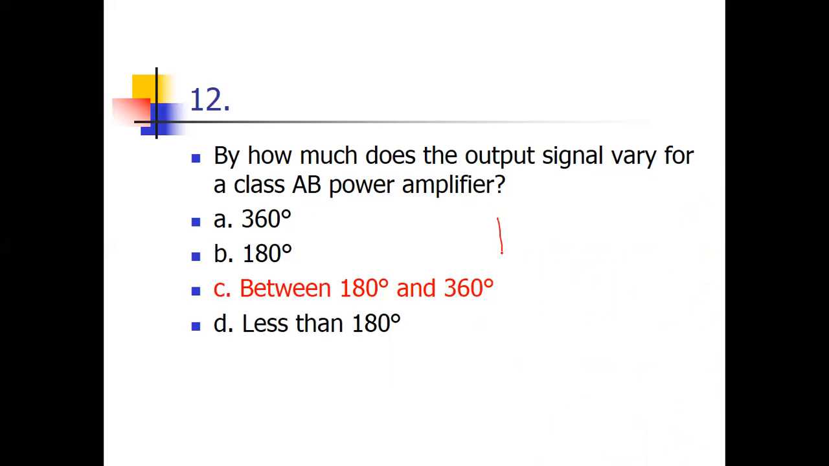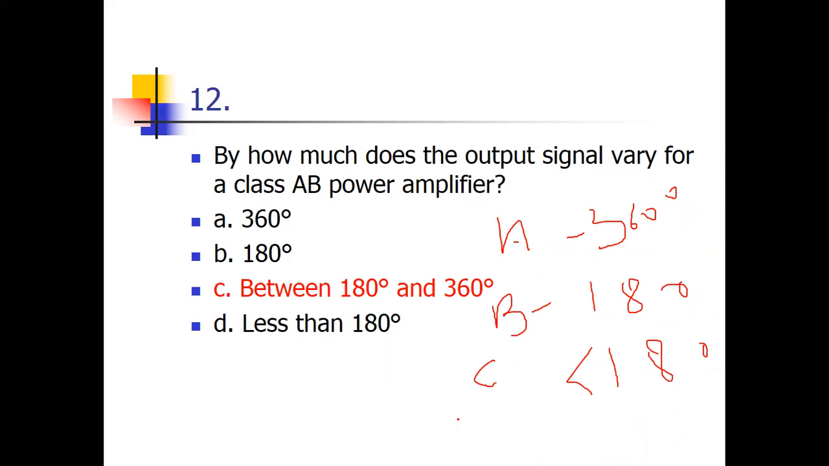Otherwise, you can learn that for class A it is 360 degree. For class B, it is 180 degree. For class C, less than 180. And for class AB, it is 180 to 360 degree conduction angle. Okay, so that is the concept.